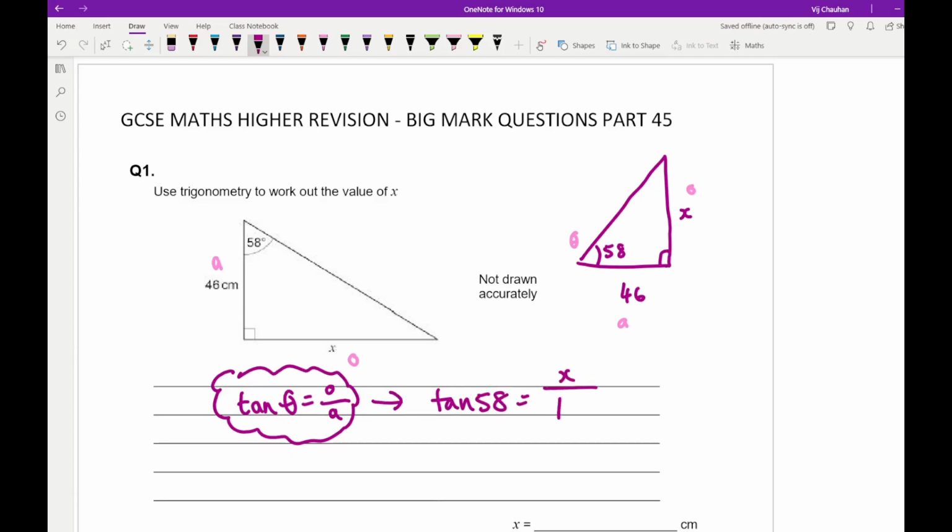So here we've got tan 58 equals x over 46. So that means that x is going to equal 46 multiplied by tan 58, which if I stick into my calculator gives me an answer of 73.6, and that's to 1 decimal place.